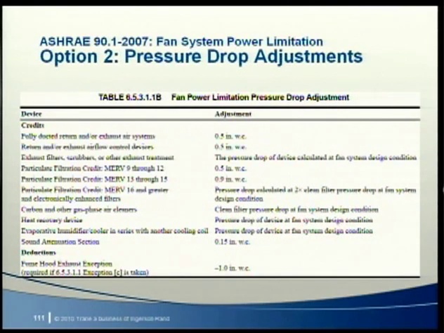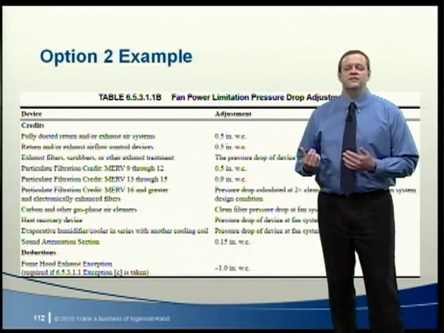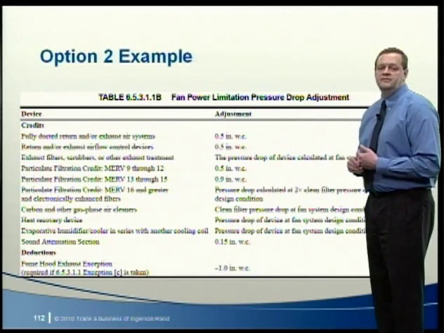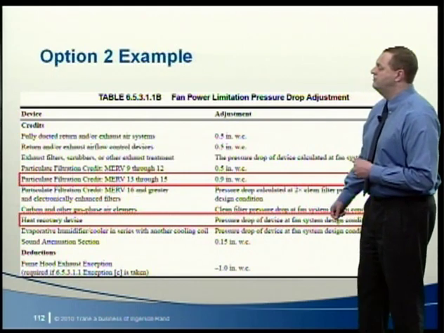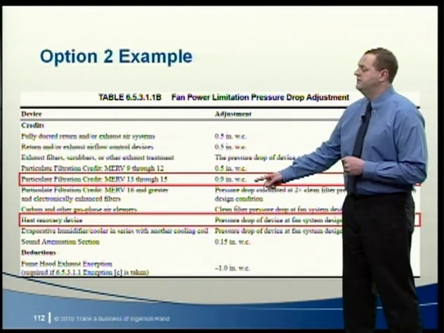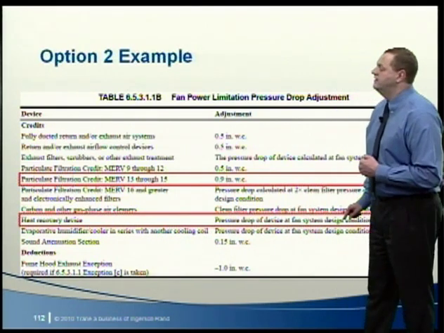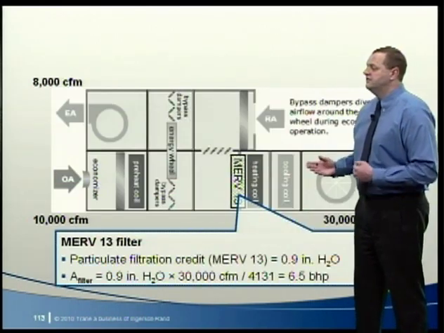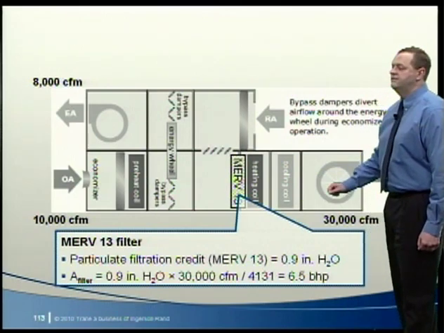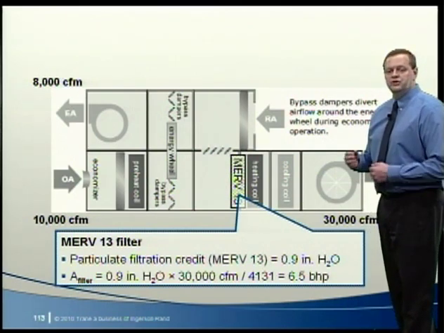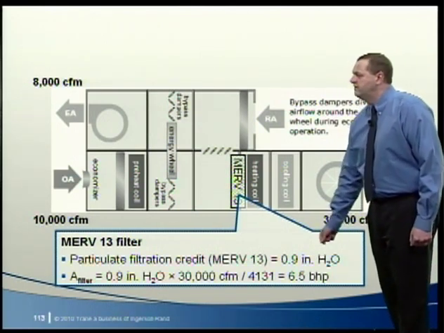Then this pressure drop adjustment is multiplied by the design airflow through the specific device. As an example, consider this 30,000 CFM VAV system that includes a MERV 13 filter and a total energy wheel. We can use the pressure drop adjustment of 0.9 inches for the MERV 13 filter, and for the total energy wheel, the adjustment is based on the pressure drop through the device at design airflow. The filter is installed in the mixed airstream, so the design supply airflow through it is a 30,000 CFM supply airflow. Multiplied by the 0.9 adjustment factor, the resulting horsepower adjustment is 6.5.